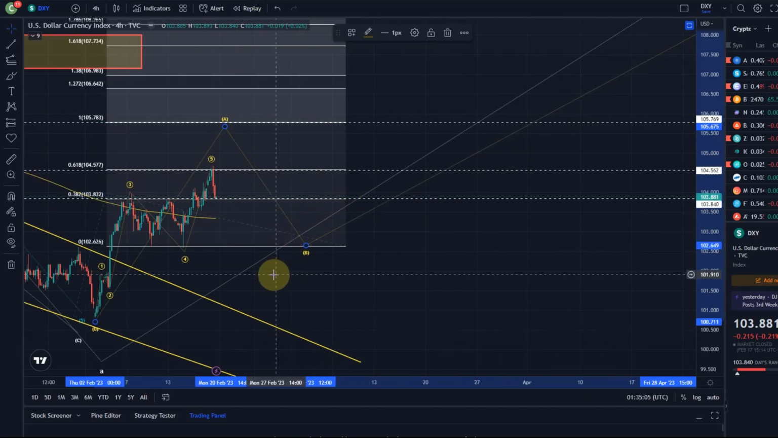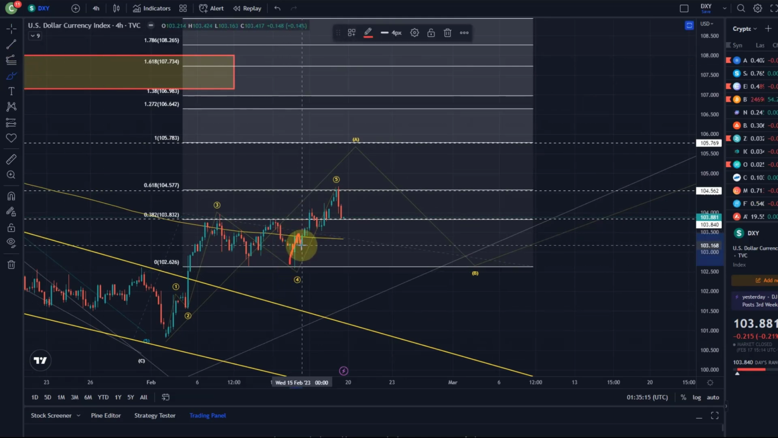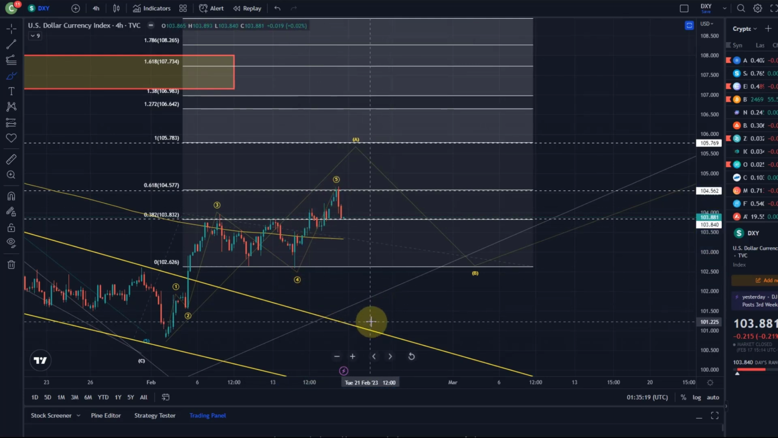So all good. And also we have a 5-wave move up here, in this 5th wave. So we can count in the fifth wave 5 waves. It's actually quite good. 1, 2, 3, 4, 5. Perfect. Yeah, that's where we are with the DXY.